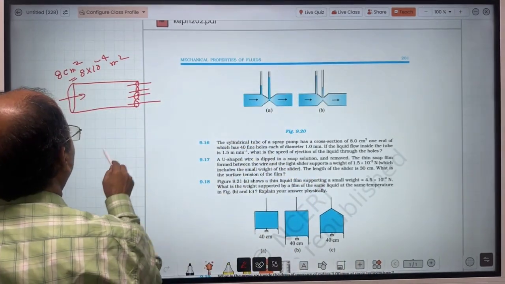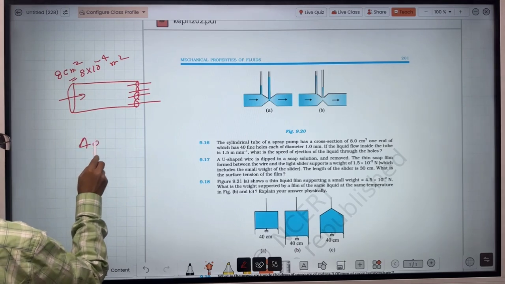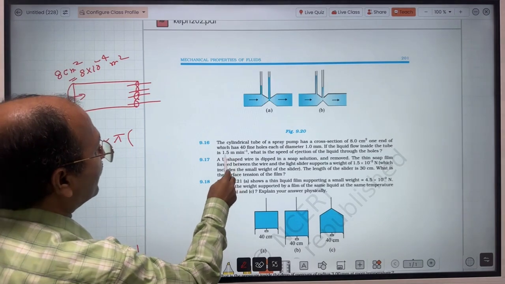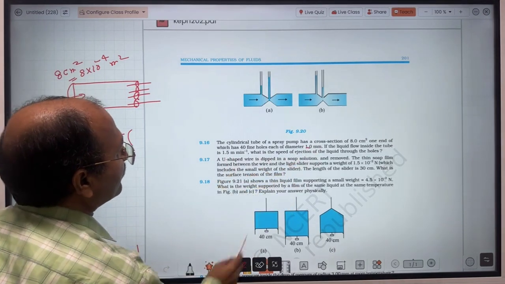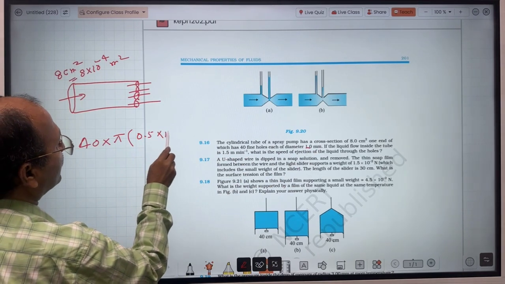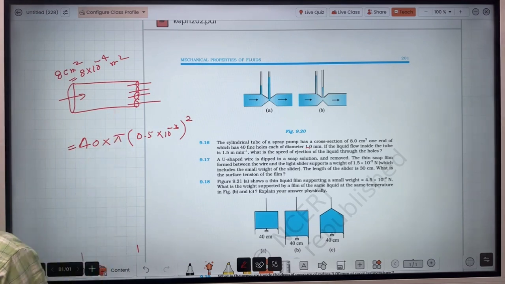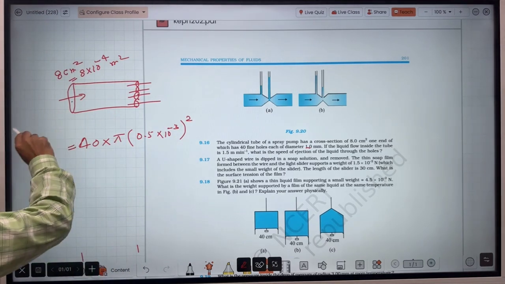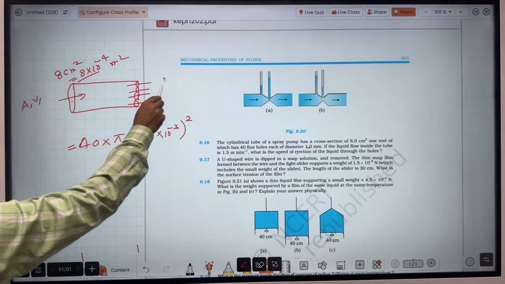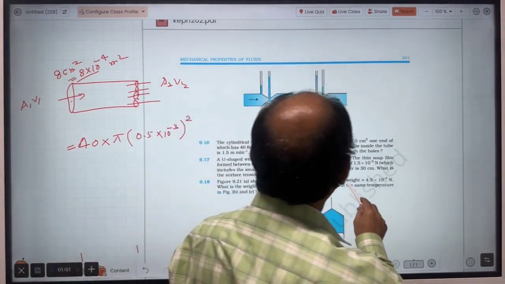So here the area of one hole, or total area we can find: 40 times pi into r, so radius is 1 millimeter divided by 2, 0.5 into 10 to the power minus 3, whole square. This is the total area on the right side, right? So here the area is this much. So if we apply A1 V1 equal to A2 V2, we will get the velocities if required. Let's read the question.